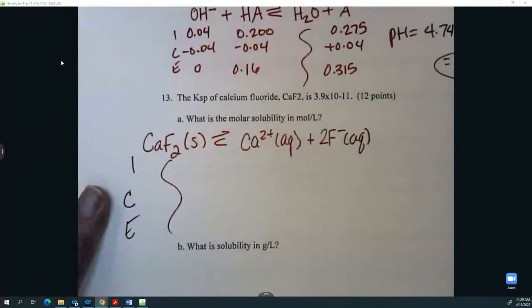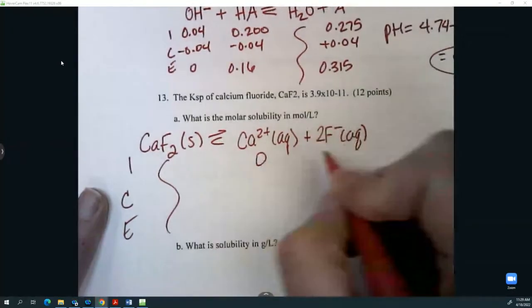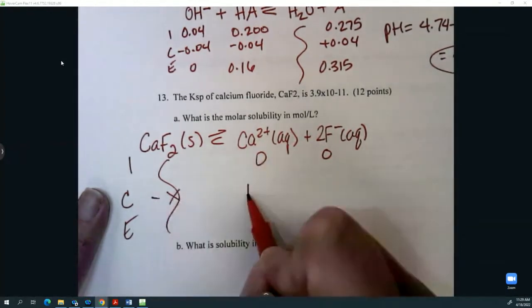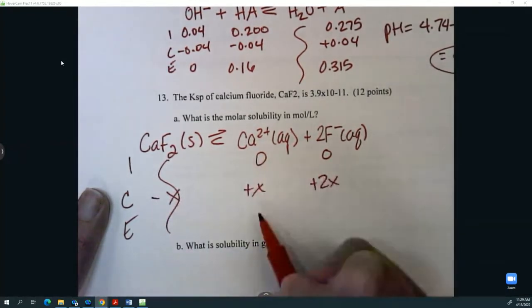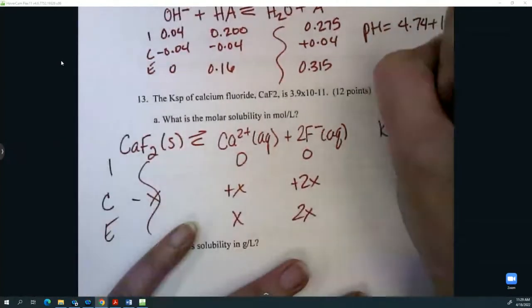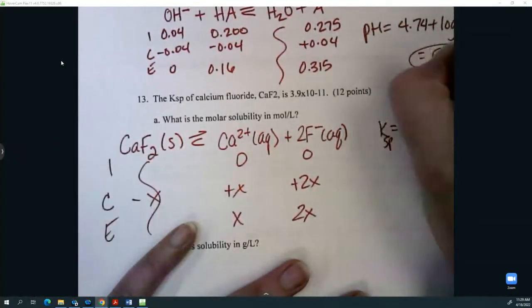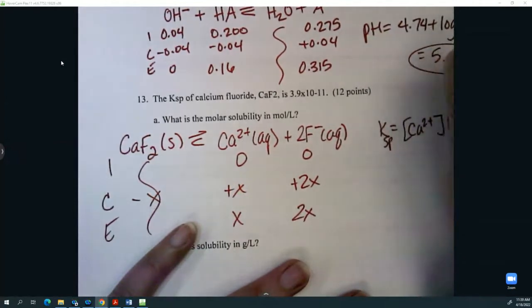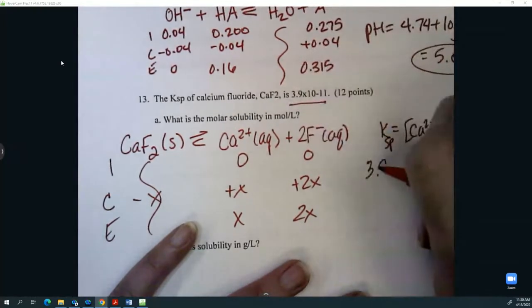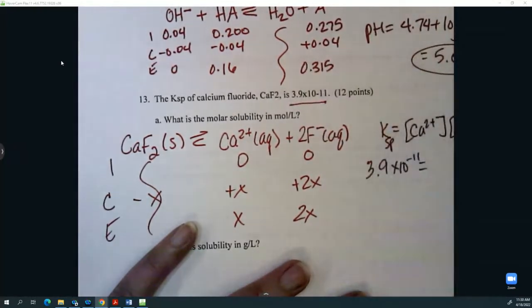Remember, I don't really care how much solid I have because that doesn't go in my K. And I don't have any of these unless it told you that you had some from another source. And then this would be minus X, and plus 2X. KSP is the calcium times the fluorine squared. And I know my KSP.